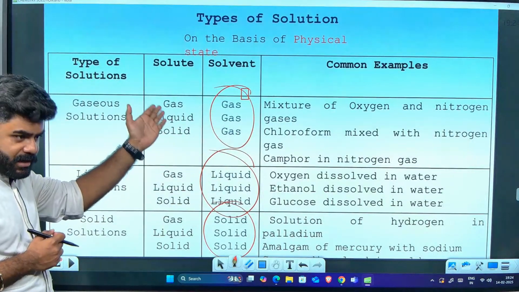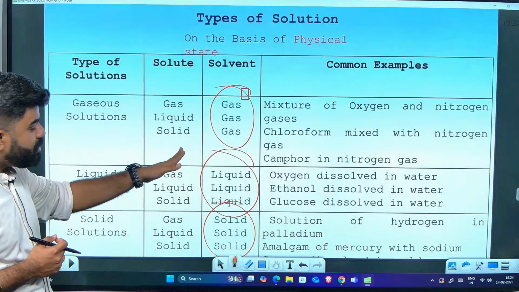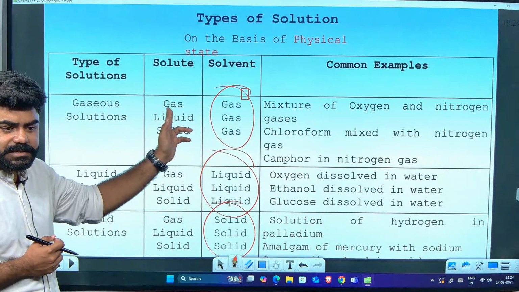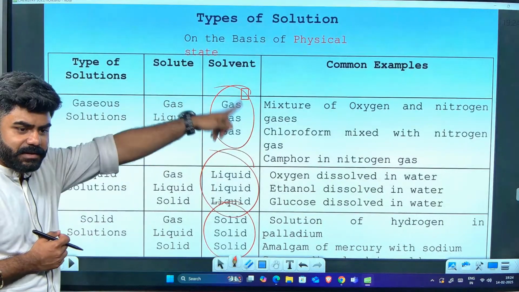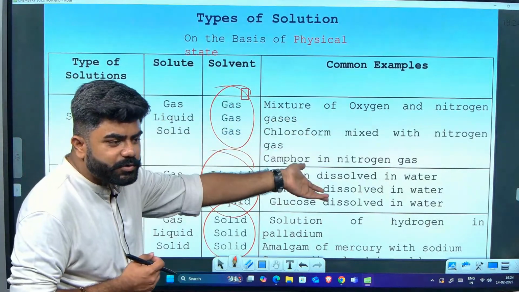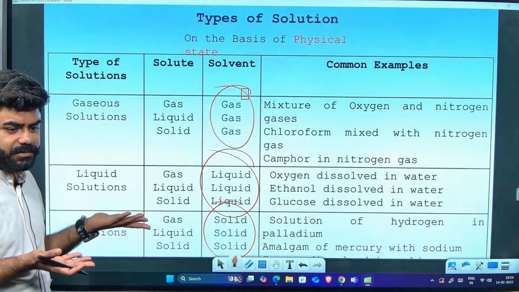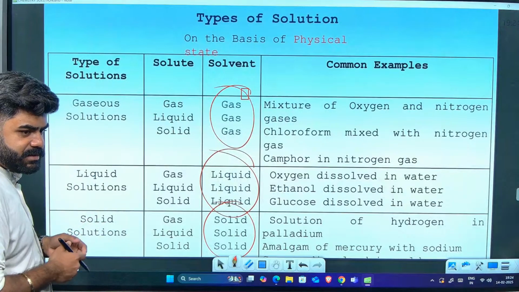Now, you see you have gaseous solutions in which I told gas is going to act as the solvent. Solute என்னவா இருக்கலாம்? Gas-ஆ இருக்கலாம், இல்ல liquid-ஆ இருக்கலாம், இல்ல solid-ஆ கூட இருக்கலாம். Right? So, இதில பாருங்க, gas in gas. If you dissolve a gas in gas, you get what? A gaseous solution. Example, any two gases you can mix, oxygen and nitrogen, right, or any other gas, it's up to you.